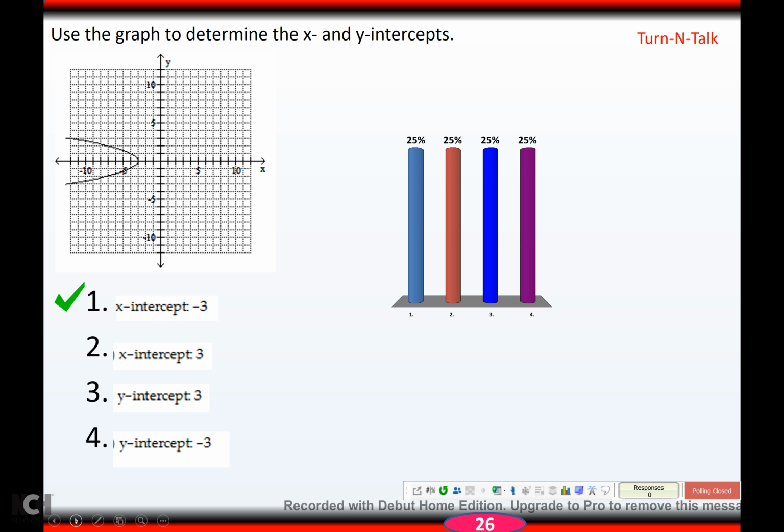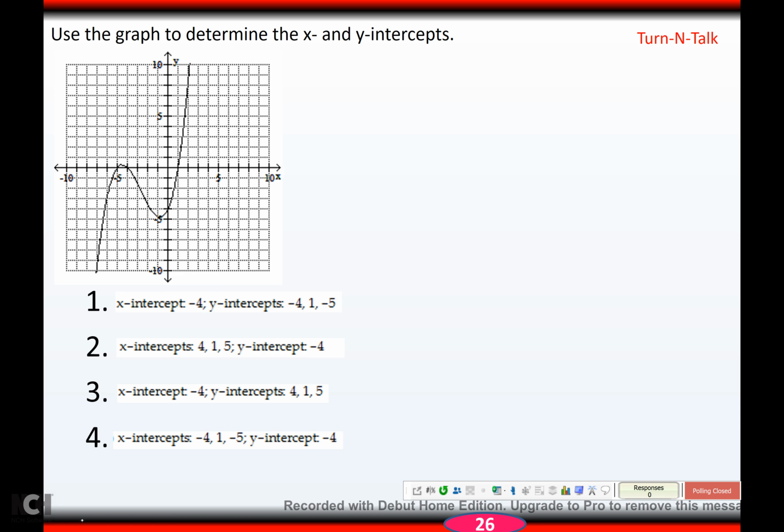And hopefully you got the x-intercept is negative 3. Right there, it crosses at it. There is no y-intercept because it never crosses the y-axis. Okay, try this one.